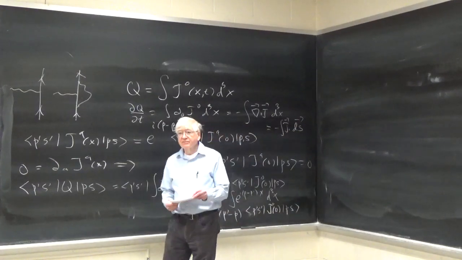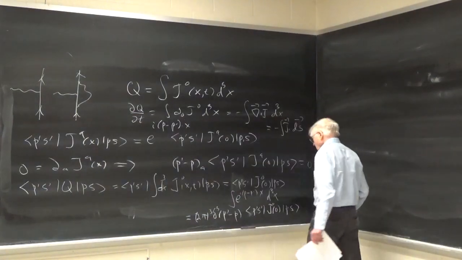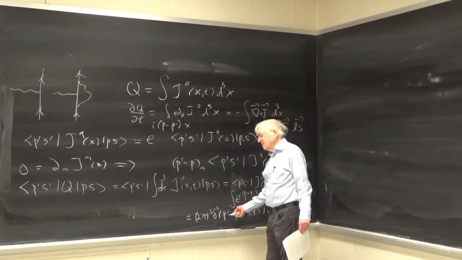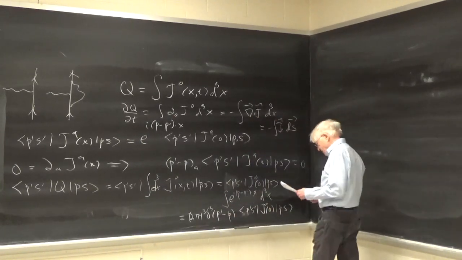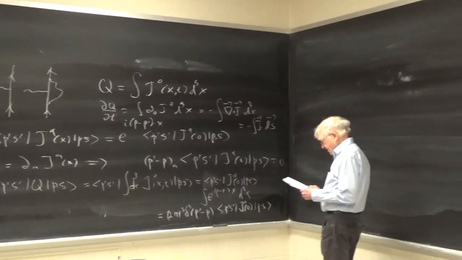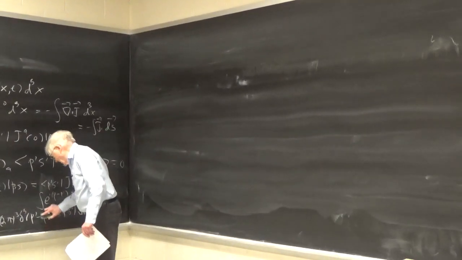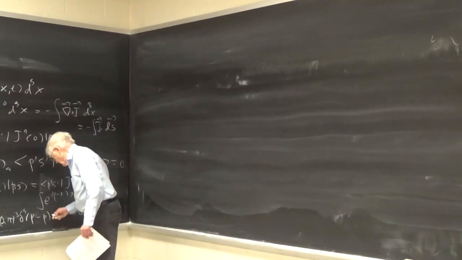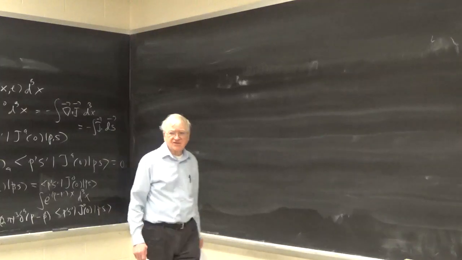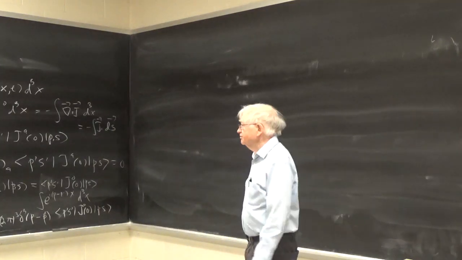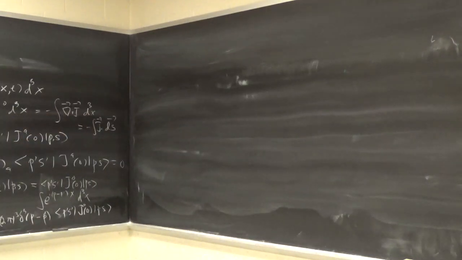Is it delta cubed of P prime minus P, or P minus P prime? Sorry, it doesn't matter because the delta function's even. I wrote it as P prime minus P, but my notes have it as P minus P prime. So if you want, I'll change it just to make you feel better. But it doesn't matter because the delta function is even. It's the limit of something that looks like this.